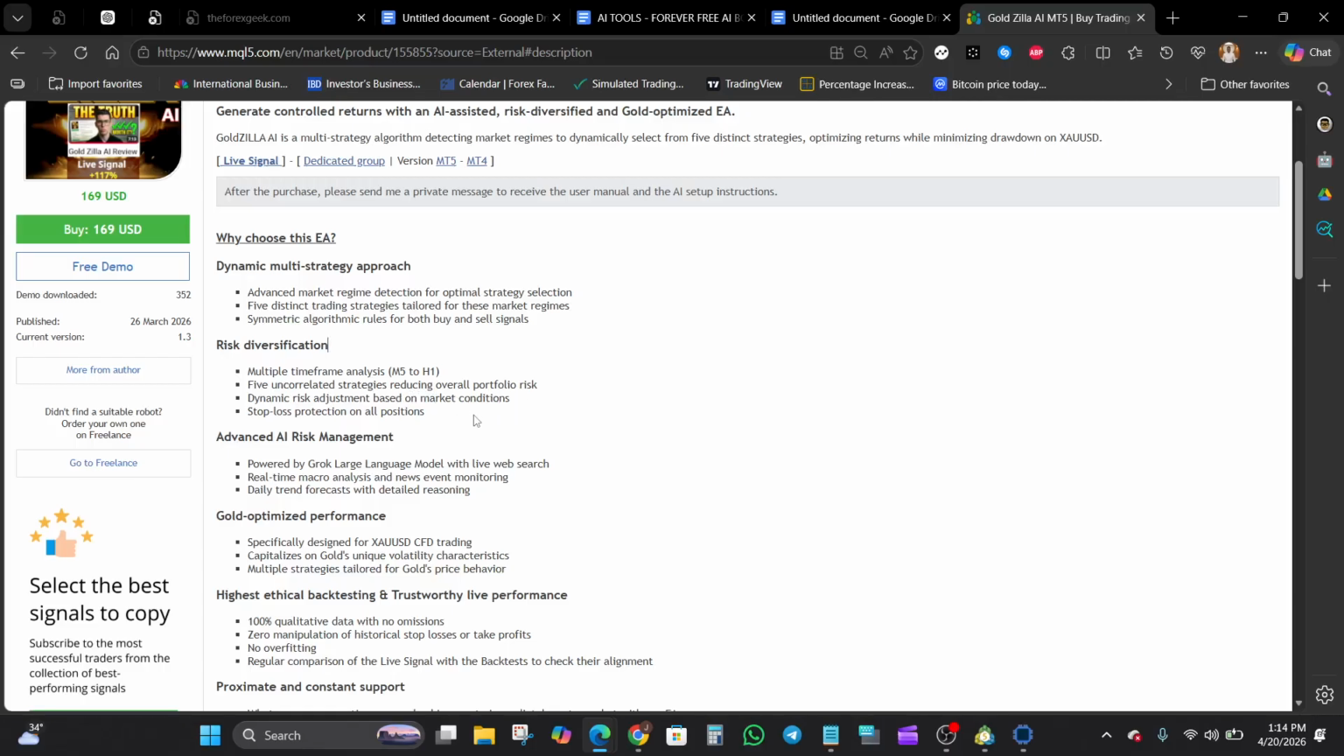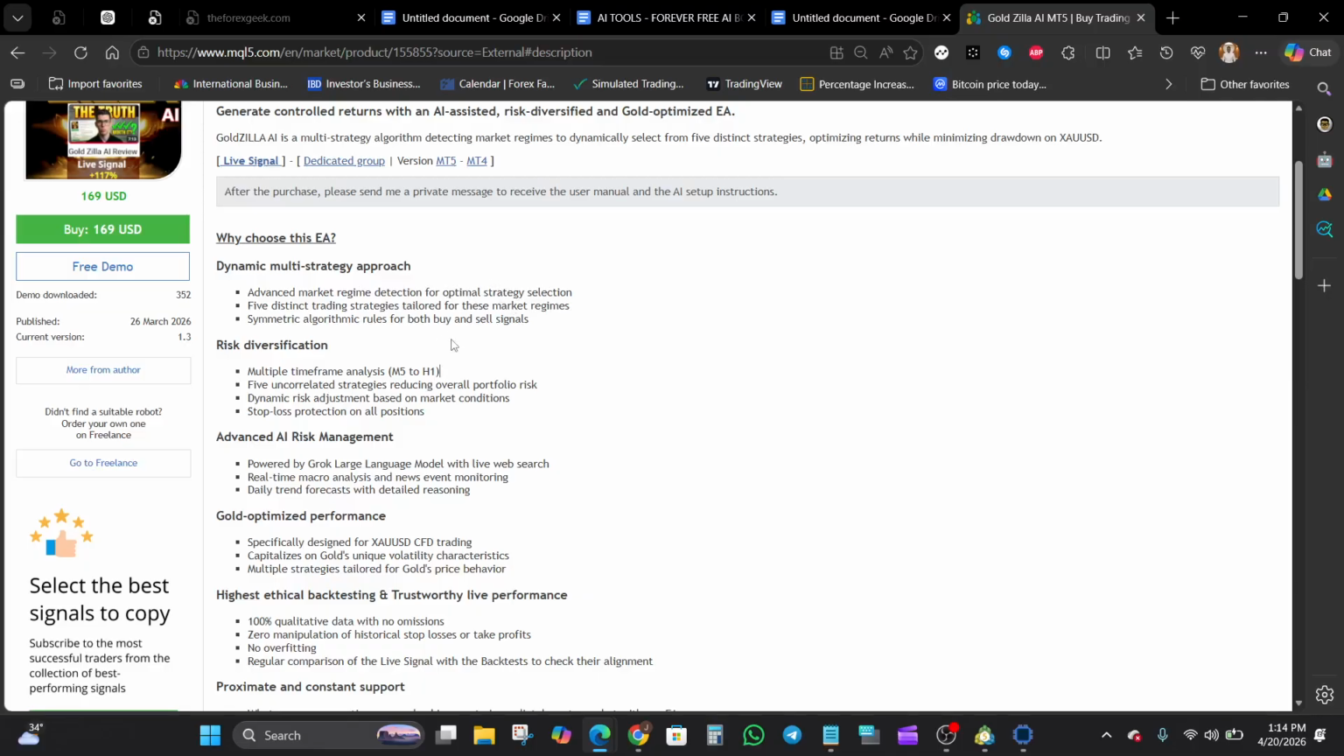So if you have a trending market, for example, you will not expect the same risk management technique implemented to be the same with that of a choppy market. That's just an example. The developer mentions that it uses market regime detection for optimal strategy selection. Remember that it uses a multi-strategy approach. So how does this EA know which strategy to select at a given time? It uses the market regime detection. That is how it chooses the optimal strategy to use.